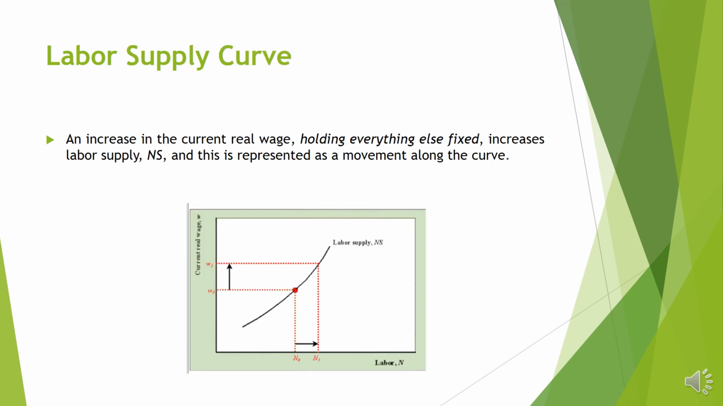The labor supply curve is an upward sloping curve. NS is the labor supply. An increase in the current real wage, holding everything else fixed, increases the labor supply NS, and this is represented as a movement along the curve.